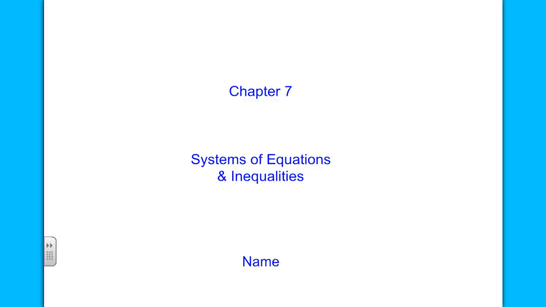Okay, so we have made our graphic organizer. We're ready for the Chapter 7 review with your graphic organizer. Systems of equations and inequalities was this chapter. Make sure your name is on the front. And keep this, it's important.